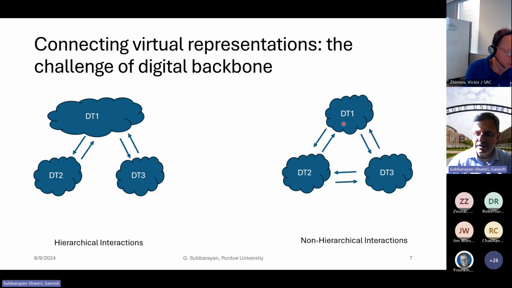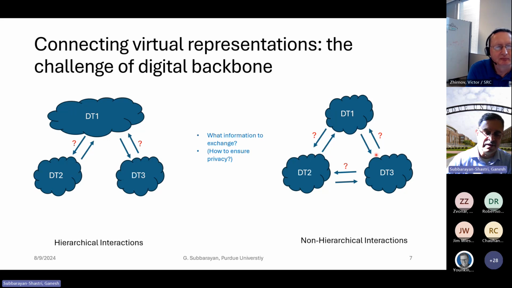Or you could have them non-hierarchically arranged. In other words, there is no parent digital twin and a child digital twin. They all have equal importance, equal level, if you will. So this could be a non-hierarchical interaction. Now, the question is, what information is transferred between these hierarchically arranged digital twins or non-hierarchically arranged digital twins?